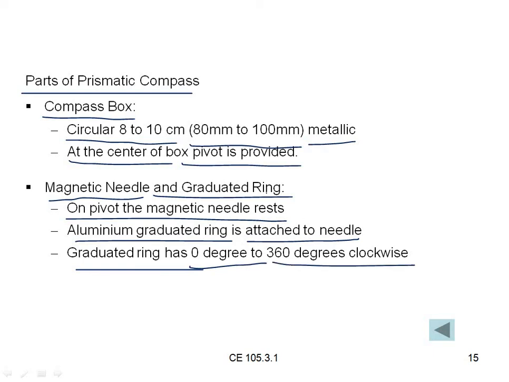So this is the magnetic needle and graduated ring. On the pivot, the magnetic needle will be at rest. That means on the pivot the magnetic needle will be moving, whether left or right, and it will be rotating. And an aluminium graduated ring is attached to that needle. For that needle, a graduated ring will be there, that is called aluminium, and the graduated ring has 0 degrees to 360 degrees. So it will be going on in the clockwise direction.